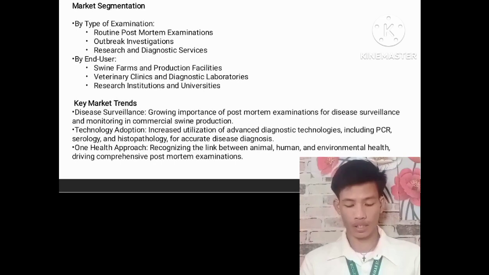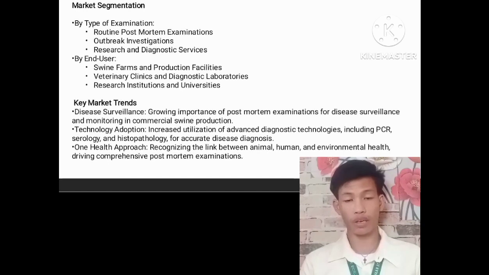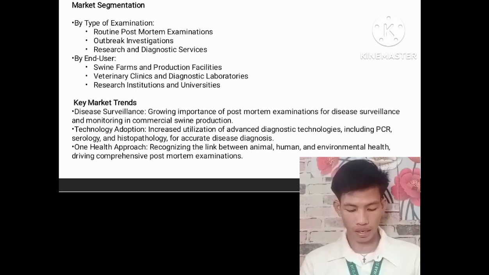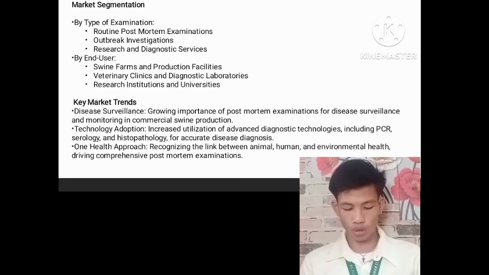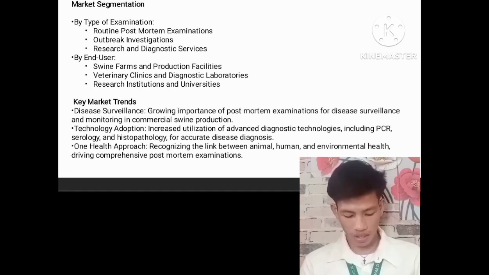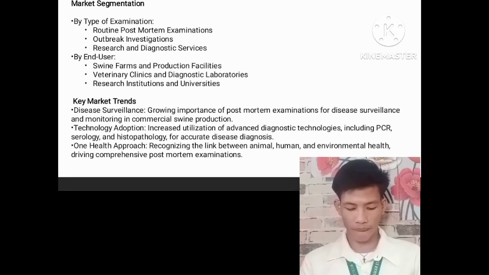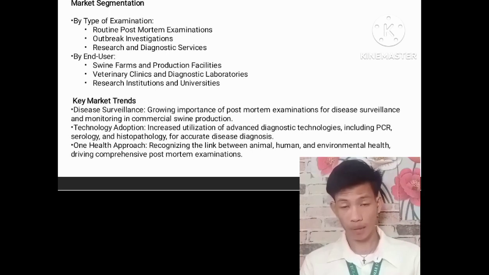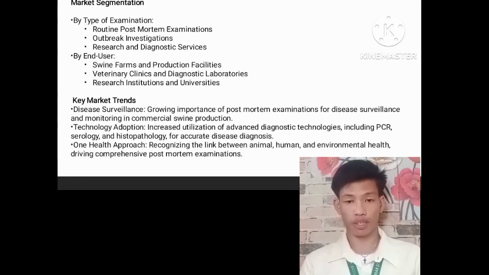And serology. Serology is the scientific study of serum and other body fluids. Then the histopathology. So histopathology is the diagnosis and the study of disease of the tissues. Then One Health approach, recognizing the difference between animal, human, and environmental health, driving comprehensive post-mortem examination.